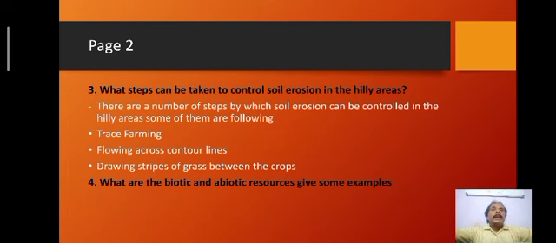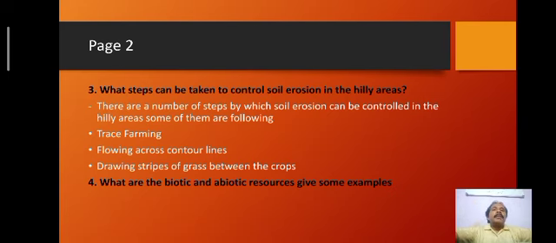Next, what steps can be taken to control soil erosion in the hilly areas? There are a number of steps by which soil erosion can be controlled in the hilly areas. Some of them are the following. First, terrace farming. Second, ploughing across contour lines. Third, drawing strips of grass between the crops.